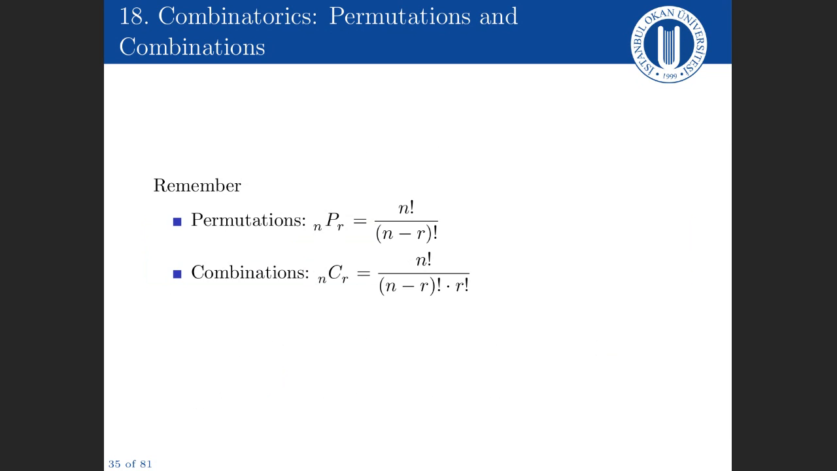Before we go on, let me remind you of the formulae. For permutations, the number of permutations, nPr, is n factorial divided by n minus r factorial. For combinations, when the order does not matter, the number of combinations is nCr, which is given with this formula.